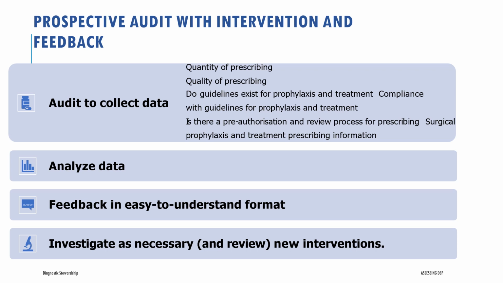Now, what do you understand by prospective audit with interventions and feedback? The audit is done to collect the data: the quantity of prescribing, the quality of the prescribing, whether guidelines exist for prophylaxis and treatment, what the compliance with the guidelines for prophylaxis and treatment is, and whether there is a pre-authorization and review process. Then, after collection of data, there is an analysis of the data, then feedback is given to the stakeholders, and new interventions are investigated as necessary.